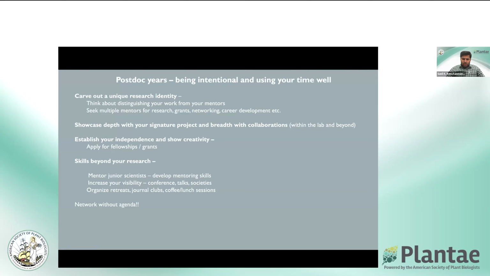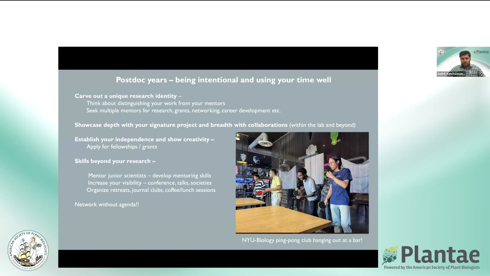One important thing that I try to tell most of my mentees is that whenever you are networking, network without an agenda. So don't think about, I want to go to this conference and talk to some people because I want to get a job. Go and network because you want to know about their science or how they do science. And then that always helps.